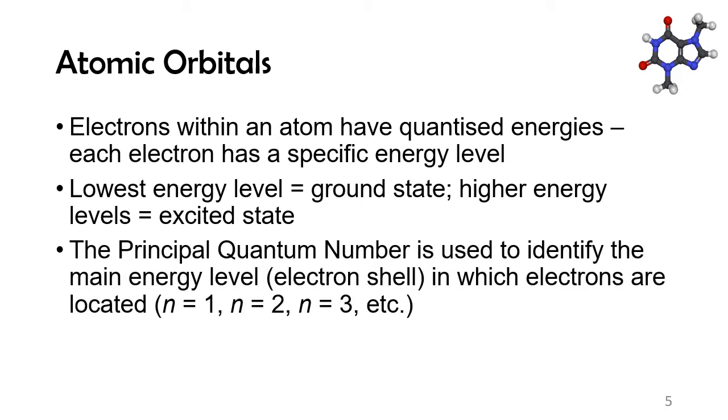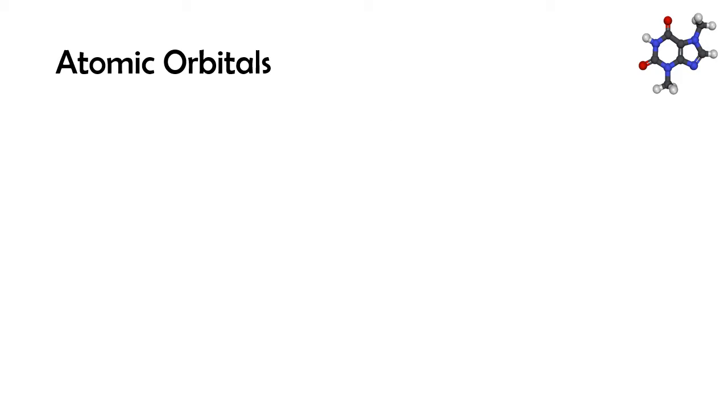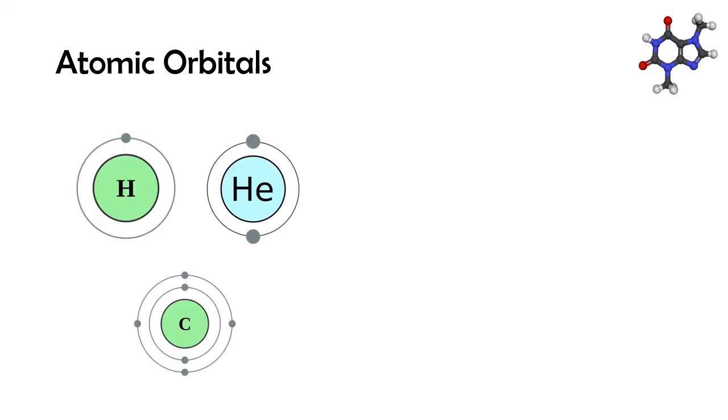The principal quantum number is used to identify the main energy levels in which electrons are located. The lowest energy level contains only one orbital. This orbital accommodates only 2 electrons. Thus, hydrogen and helium, which have 1 and 2 electrons respectively, would need only one such orbital.